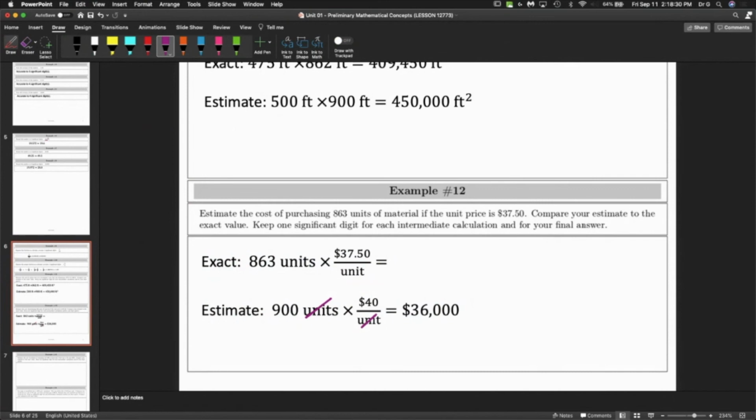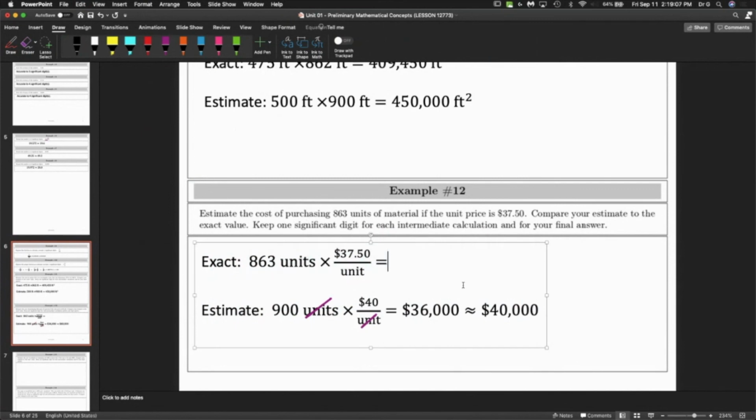Yes, keep one significant digit for each intermediate calculation and for your final answer. So absolutely. I think the answer that I posted on Blackboard is 36,000, just because when I typed it, I think I changed the question after. But 40,000 would be the final answer for this question. By the way, in real life, I wouldn't round the answer. But then again, I took this question from a textbook, so go figure.